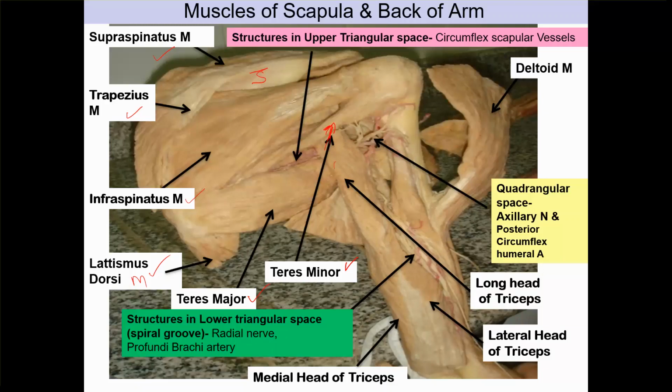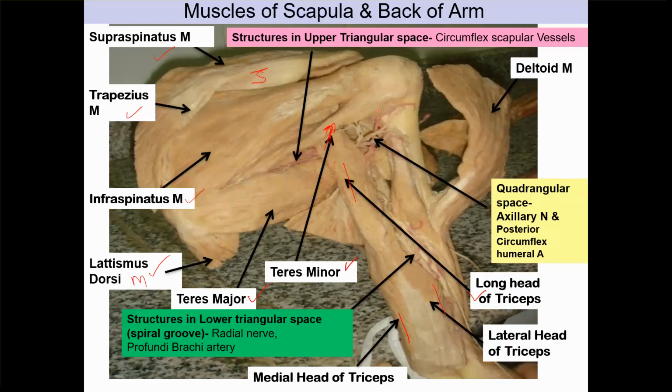Then we can also see the parts of the triceps. This is the long head of triceps over here. Then we have the lateral head of triceps, and this is the medial head of triceps. They all three join together to form triceps. It has three heads and gets inserted into the olecranon process. It helps in the extension of the forearm, or extension of the elbow joint.